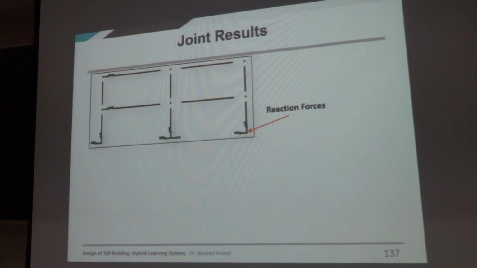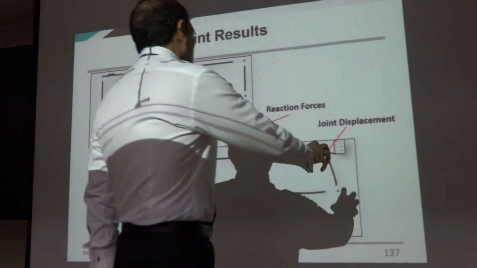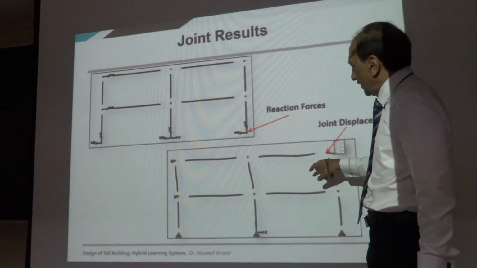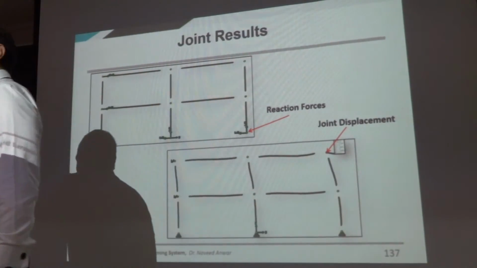Joint results: we can get reaction forces, and you can get displacements of the joints. So if you apply a load and allow it to move, you can get displacements. If you lock it, you get the reaction.